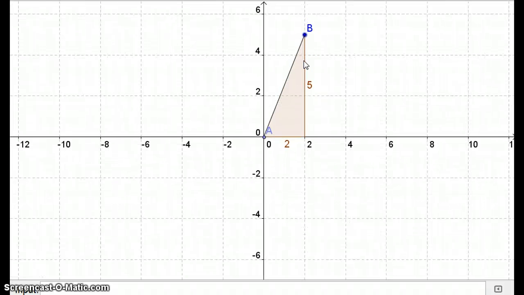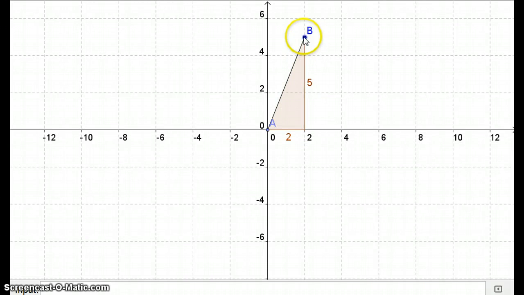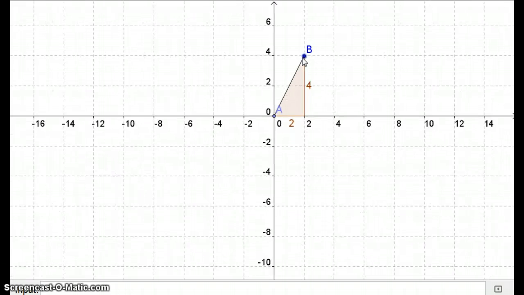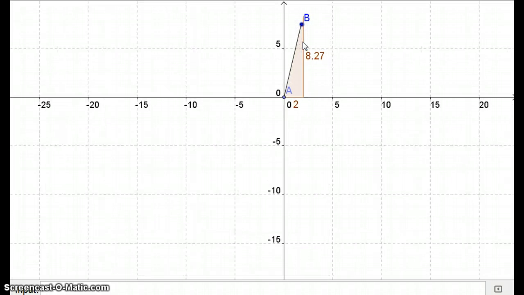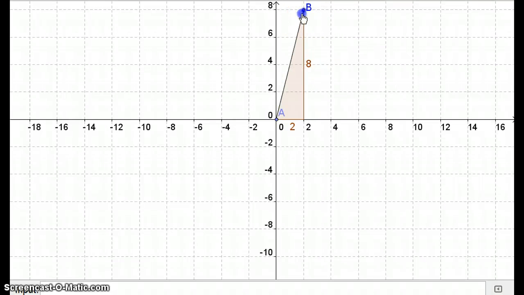Could I keep going? What's that slope? Okay, if I mix it up on you, if I jump straight to there, what is it? It's 2. Oh, it's going to get tricky. I don't want it there. 4. 8 divided by 2 is 4.